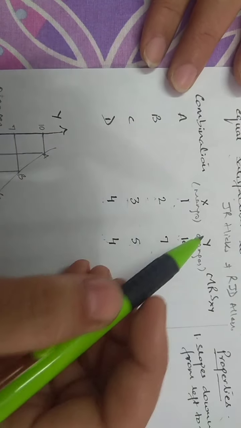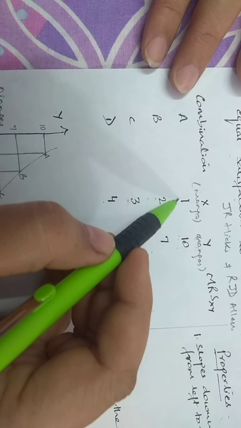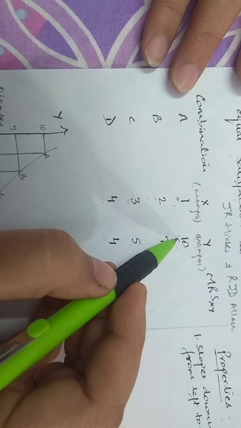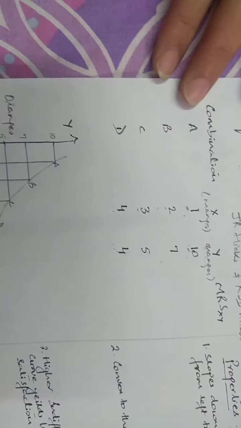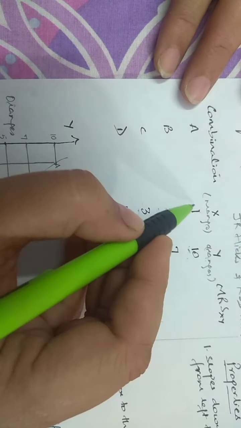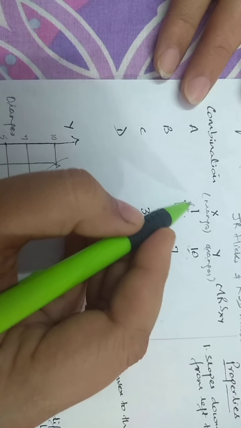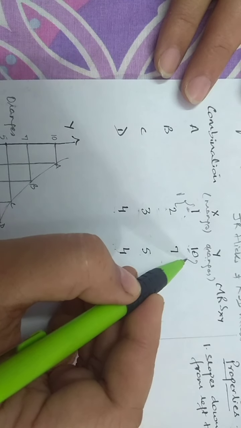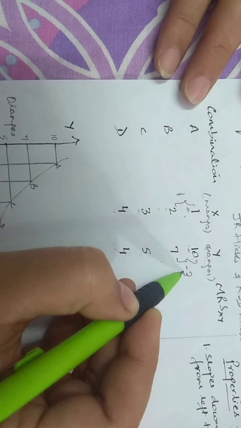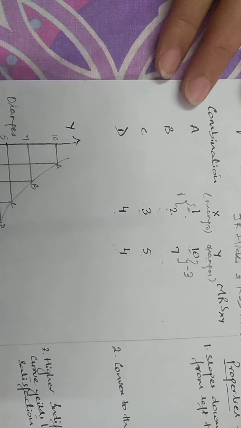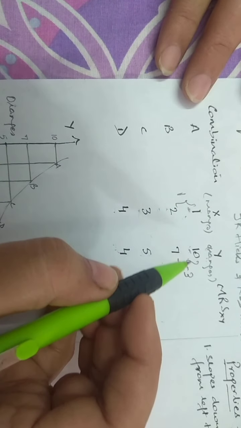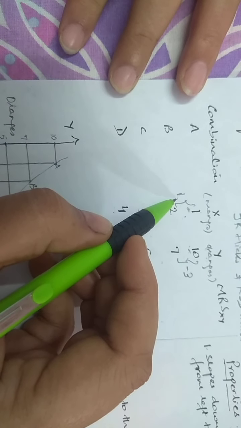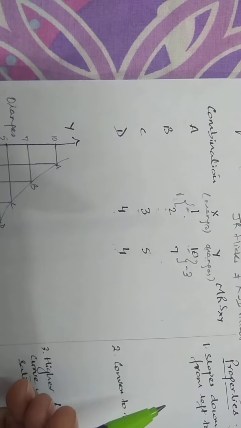Now you can see here that when the consumer consumes 1 unit of mango, he is consuming 10 units of oranges. Now if he has to increase the consumption of mangoes by 1 unit, he is sacrificing 3 units of oranges. That means he is substituting 3 oranges for 1 unit of mango.